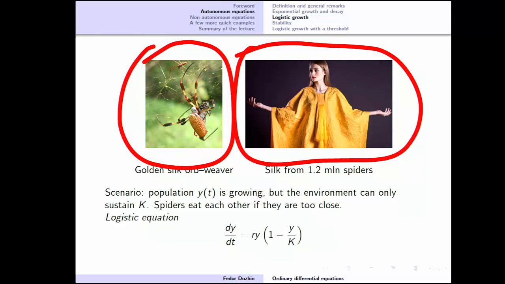This web is so strong that among all materials known to humankind, only Kevlar is stronger than this spider's web. And because of that, there were attempts to grow the spiders commercially, like they grow silkworms. But unfortunately, all these attempts failed, and the reason is that these spiders tend to eat each other if they are too close.